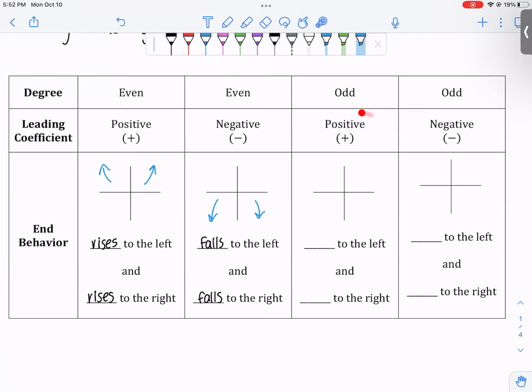If the degree is odd and the leading coefficient is positive, well, positive leading coefficient means it goes up as it goes to the right. Odd degree means that the end behaviors do opposite behaviors. So it will look like that. As we go to the left, we are falling, so we're going down. So it falls to the left, and it rises to the right.